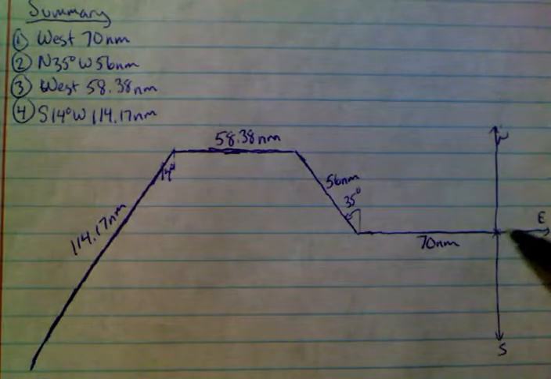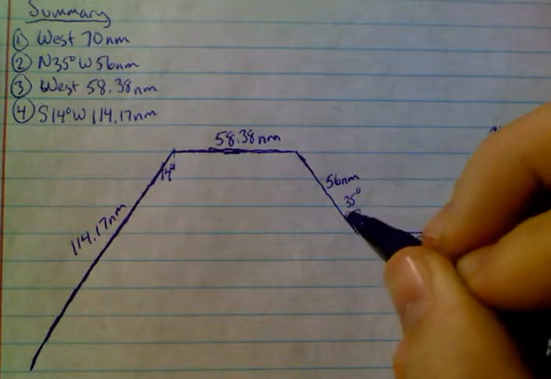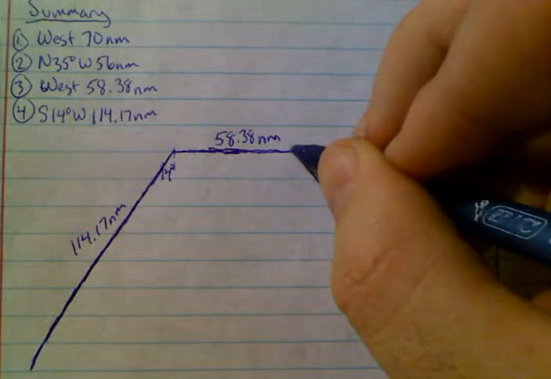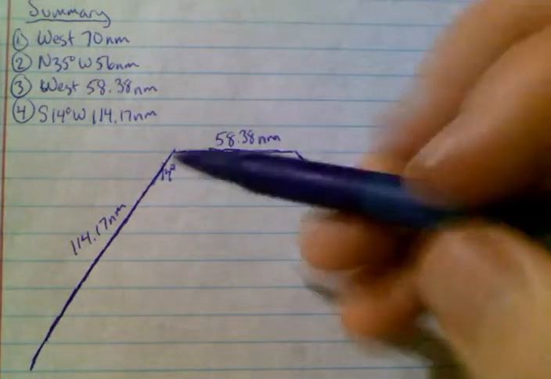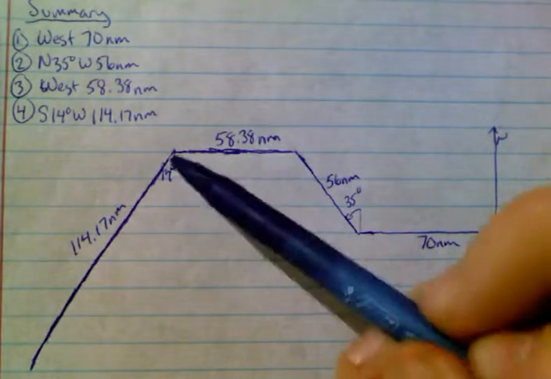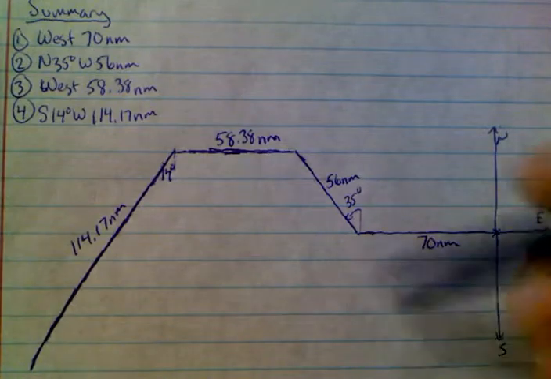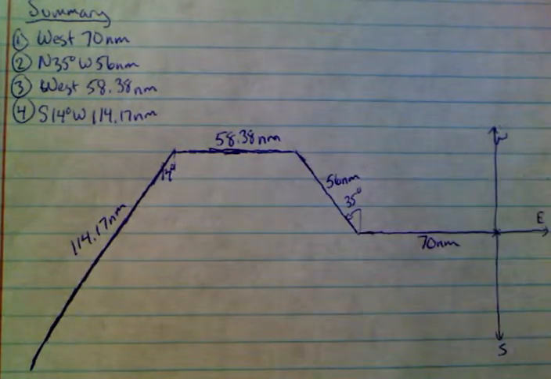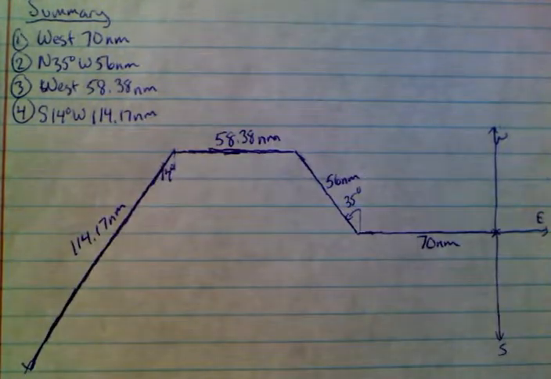So this is the path of the boat from the start. Here's your west 70 nautical miles, north 35 degrees west, 56 nautical miles, and then west 58.38 nautical miles, and then all the way down, we've got south 14 degrees west. So we're going to start up here, all the way through. So that just addresses it: we start here, we end here, and we're going to talk about what the problem's asking after.